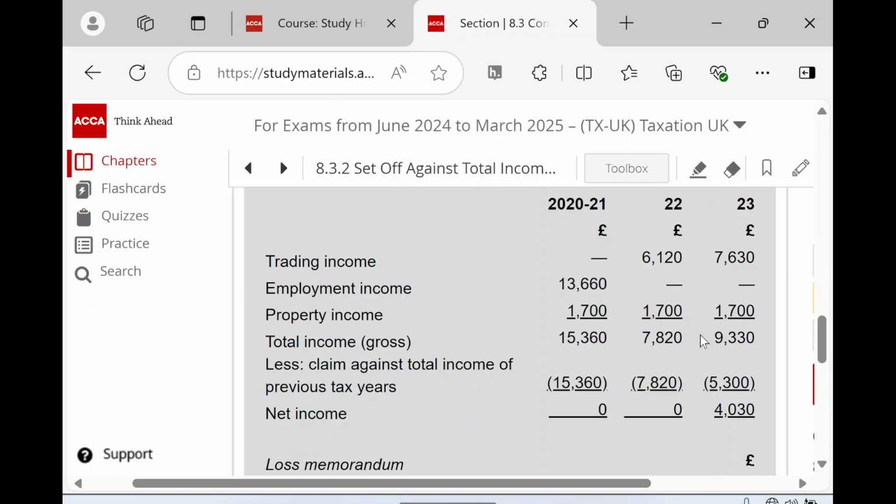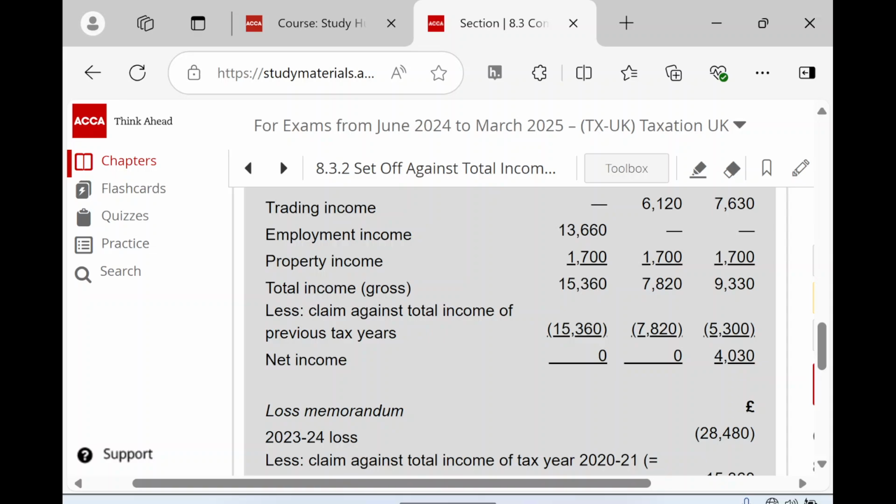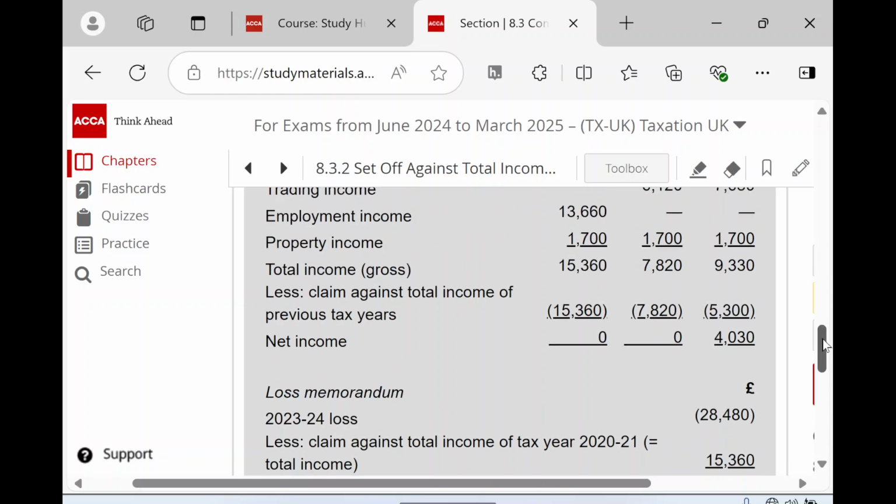Now, we know that we're bringing the loss back into these years with the earliest year first. Note that with the special opening year relief, we go to the earliest year first. So that means we bring the loss as much as we can, 15 grand's worth, back to 2021. Done. Absolutely cleared out. Now, obviously note that the PA has been lost there. That's a point to note. They don't actually mention it in the answer, but the PA has been lost.